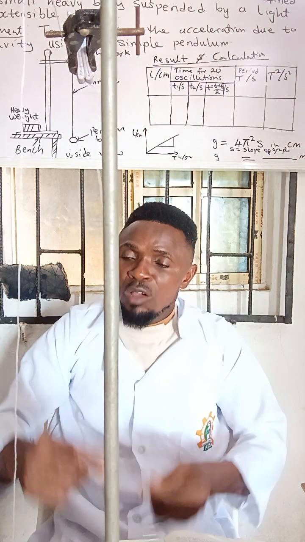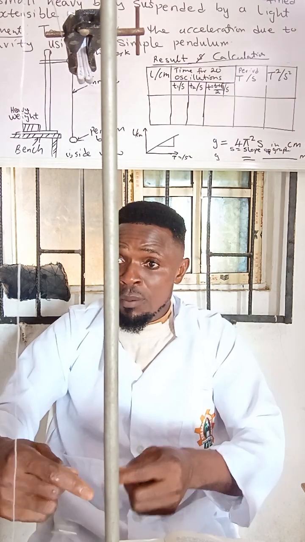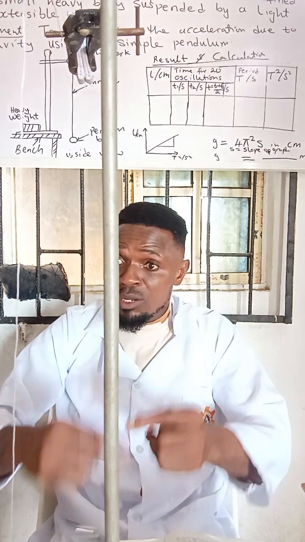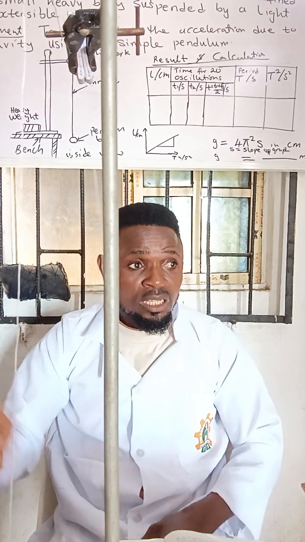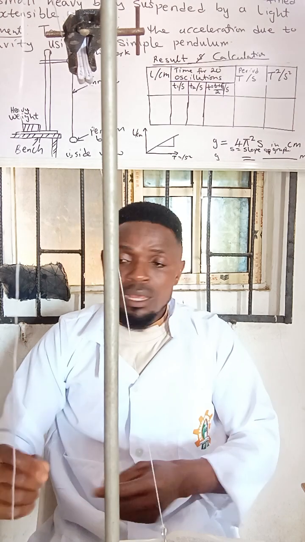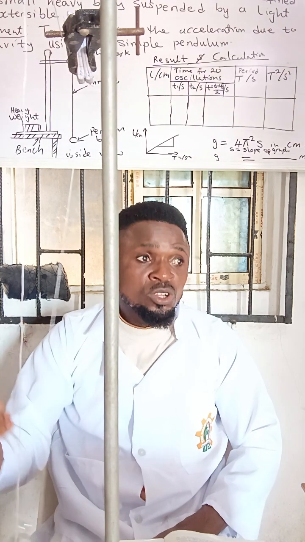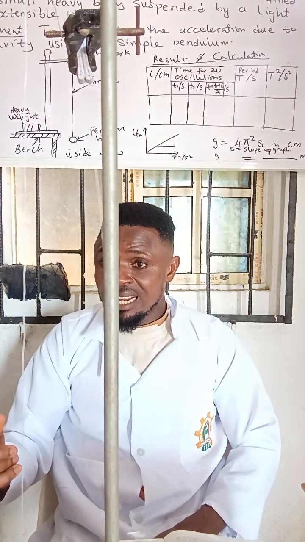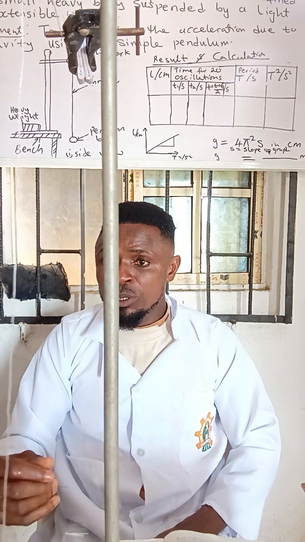The time taken for the pendulum ball to complete one oscillation is called the period, or the periodic time. It is given the symbol capital T.